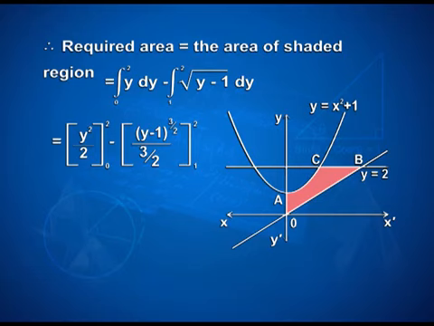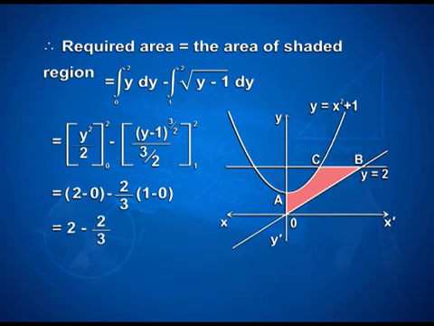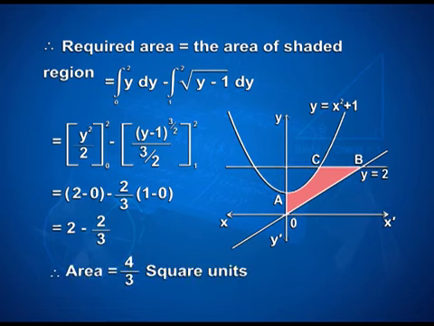On applying the limits, we have 2 − 0 − 2/3 into (1 − 0), that gives 2 − 2/3. Therefore, the required area is 4/3 square units.